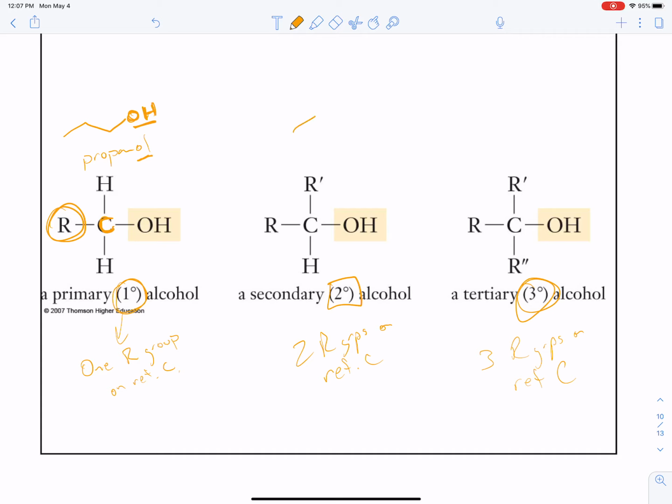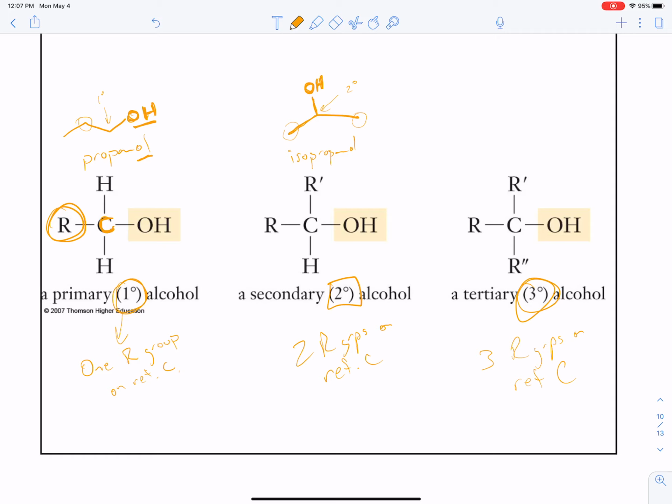If I looked at the isomer for propanol, there's only one, and it looks like this. So there's the propane, you see that? But if I put the OH here in the middle, now that becomes isopropanol. And if I'm looking at this reference carbon right here, that's secondary, because I have 2 R groups on that reference carbon. Whereas for propanol, I have 1 R group on that reference carbon. So that means it's primary.